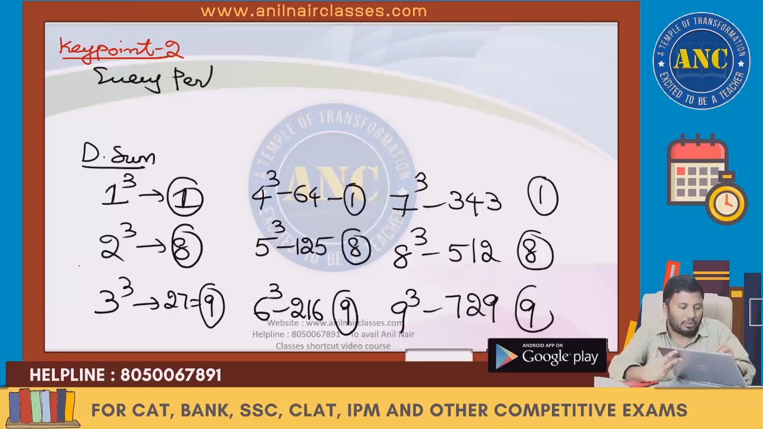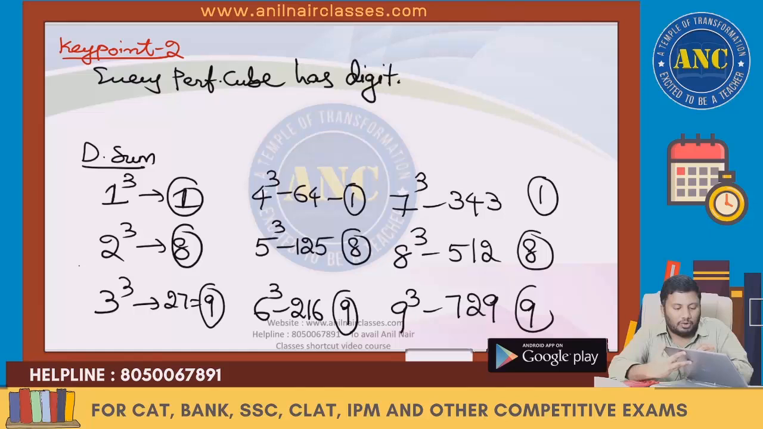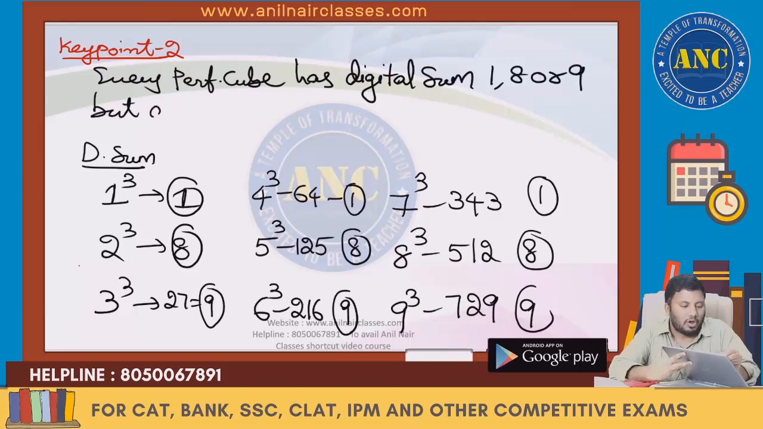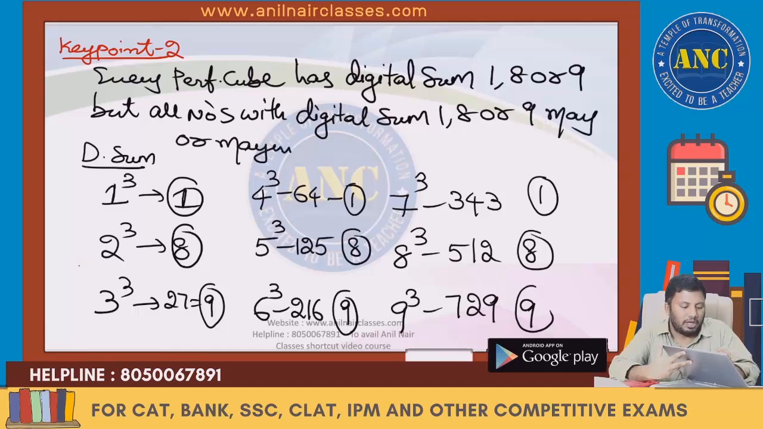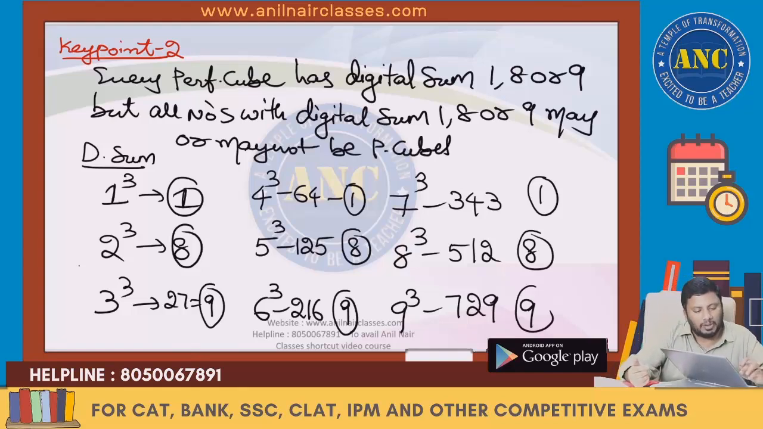Key point 2: every perfect cube has a digital sum of 1, 8 or 9. But all the numbers with digital sum 1, 8 or 9 may or may not be perfect cubes. Please write down: may or may not be perfect cubes.